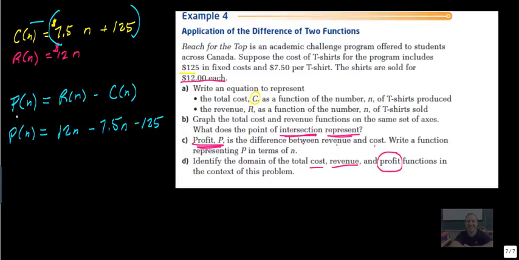So yeah, if you're going to use brackets, okay, then you can do 12n minus, and then bracket 7.5n plus 125, right? Which turns out to be that. So I skipped a step there, sorry. But yes, brackets, and then that's what it ends up to be.